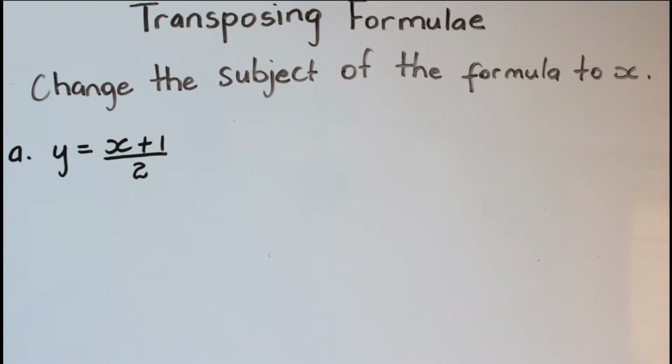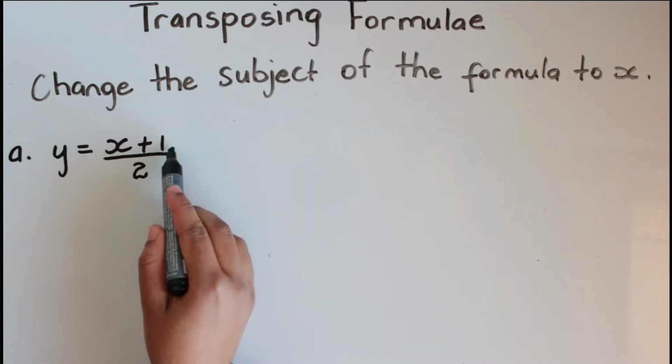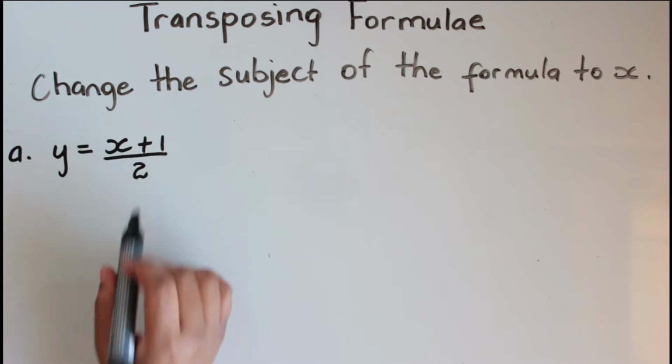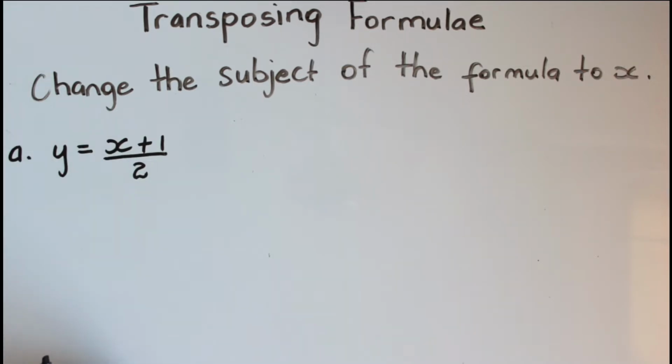Our first example: change the subject of the formula to x. In this case, we have y equal to (x plus 1) all over 2. What this really means is that we want to get the x by itself. We want to isolate the x. So it means that we need to get rid of this 1. We also need to get rid of this 2 so that we can get the x by itself.